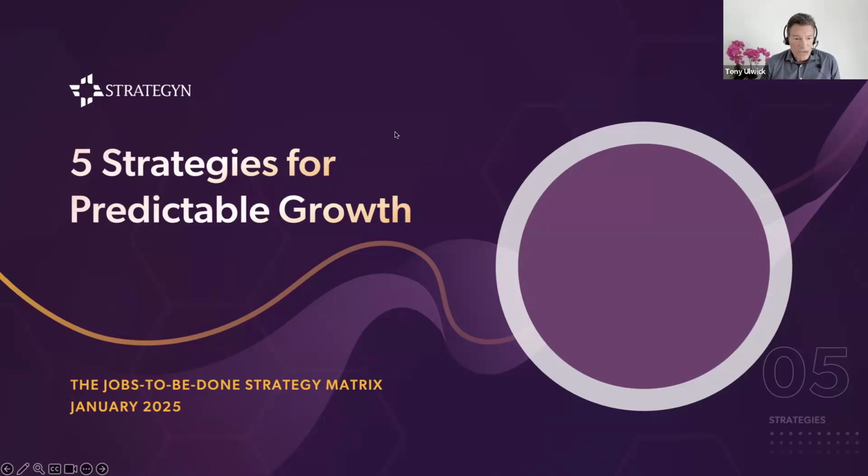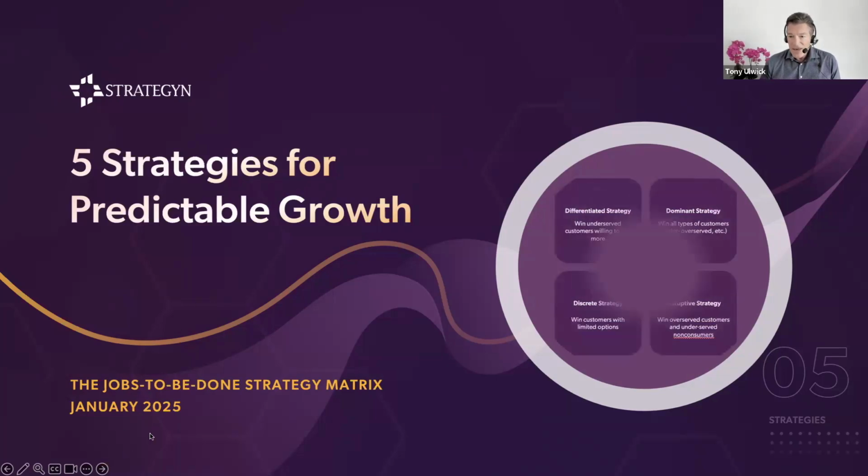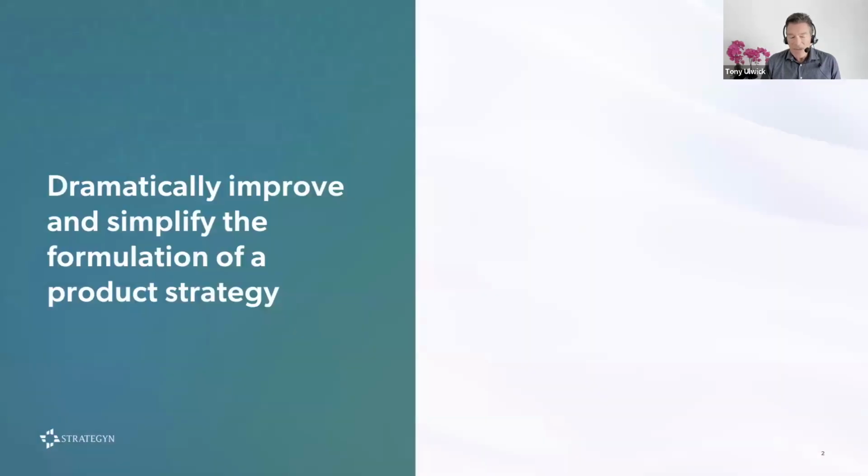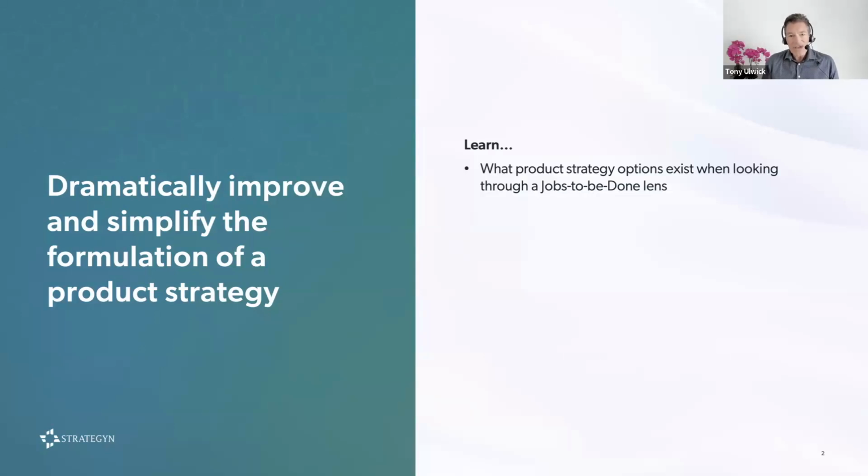We call it the growth strategy, the jobs done strategy matrix. We'll introduce each element of this as we go through it. It's really designed to help you improve and simplify strategy formulation. So as you're putting your product strategy together, you'll know that you're creating a strategy that's going to win in the market. Now, what you're going to learn here today is what strategy options exist. And as it turns out, there's not hundreds of them. There's really just a very small amount that can be explained through the jobs to be done lens.